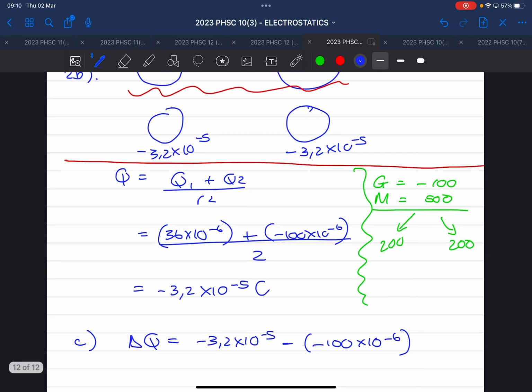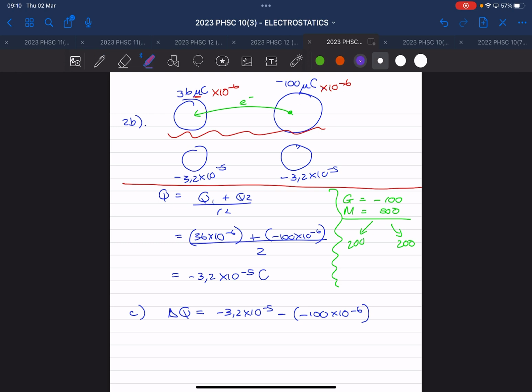Guys, I'm just going to show you again. Where did I get these values from? This value was my new value there, and this value was my initial one there.